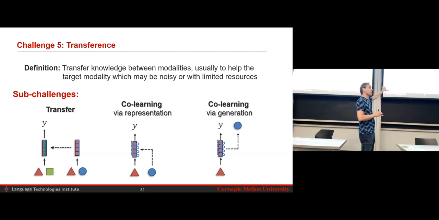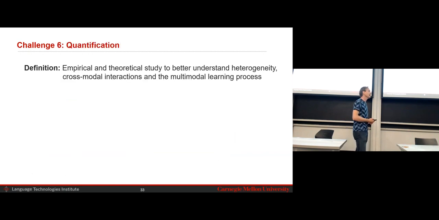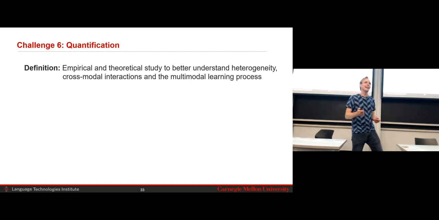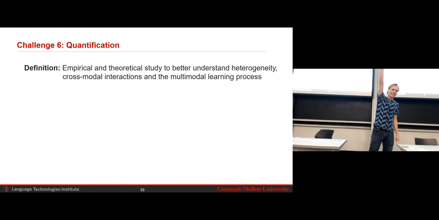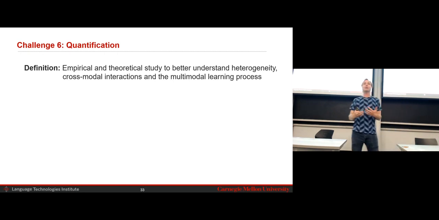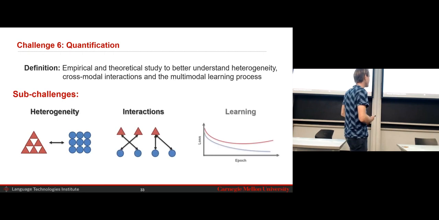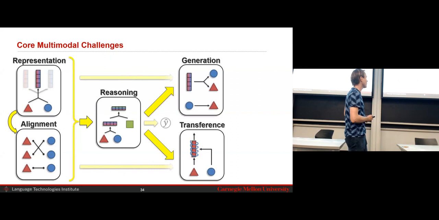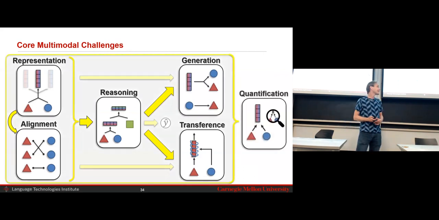But here in this case, we're studying it in a directional way. That's kind of a building block of it. And finally, the quantification, where our goal is really to understand. It's not just better accuracy. It's understanding what is multimodal, how does the multimodal happen, how is there heterogeneity, what is heterogeneity, what is the interaction, and how do you do optimization. So these are the six main challenges that you will have for this class.